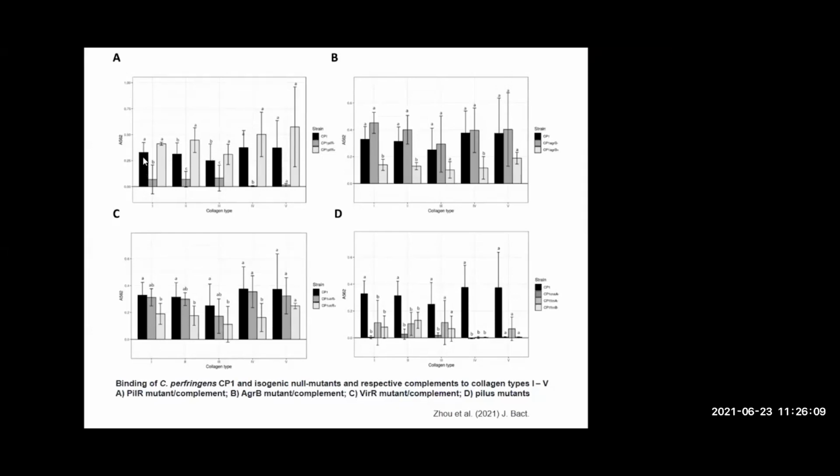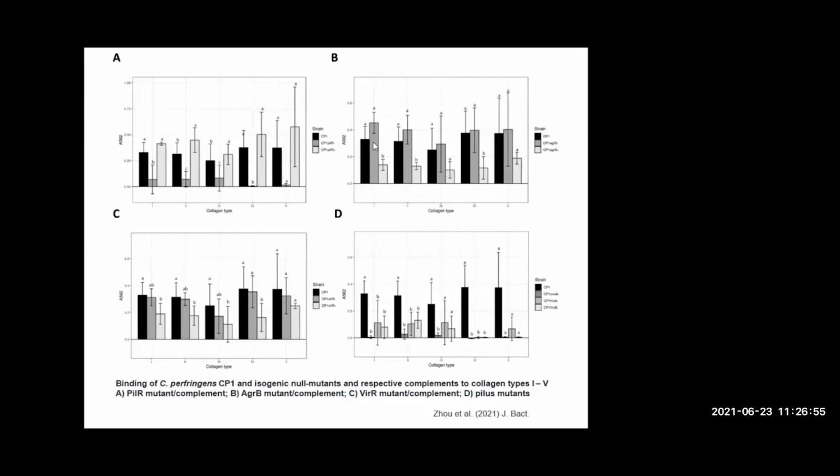Compare the wild type and the mutant. The mutant binding to collagen was significantly reduced. However, when you compare the binding of the wild type with the complement, they were at a similar level. And when you look at the binding to different types of collagens, similar trends were also observed. Then panel B shows binding of the mutants of Agr and the complement to different types of collagens. The situation was opposite.